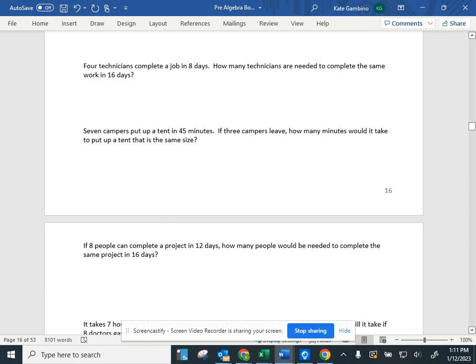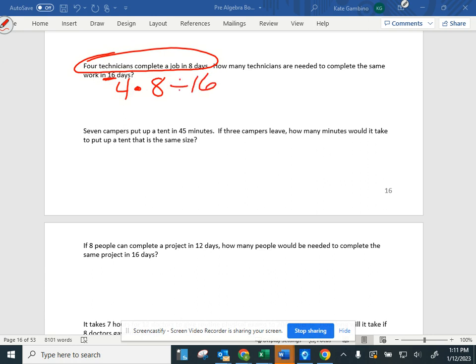So let's look using our new way. Think about what we're doing. Our first proportion, we have 4 times 8. And we know our second proportion, we're going to divide out our known. 4 times 8 divided by 16. And that gets us our 2 days.